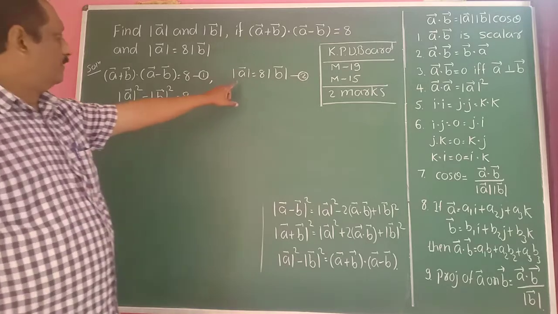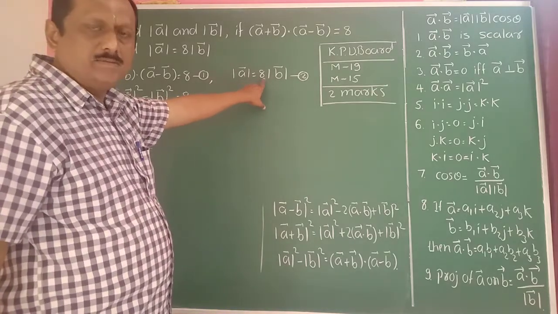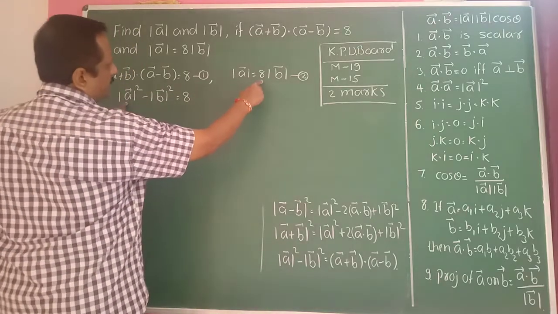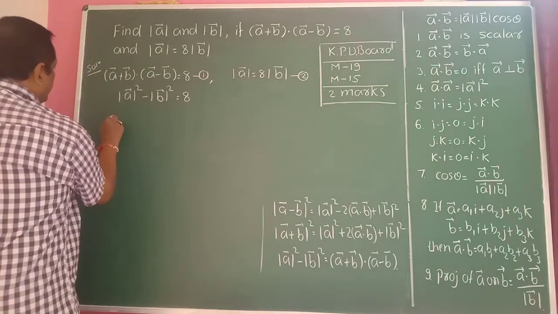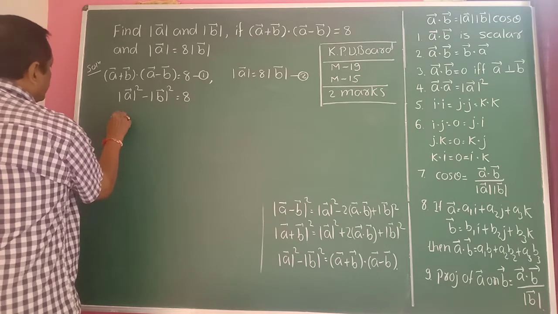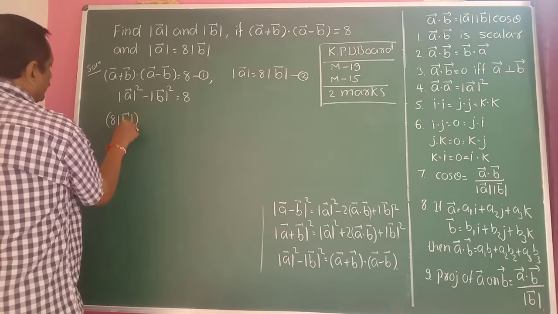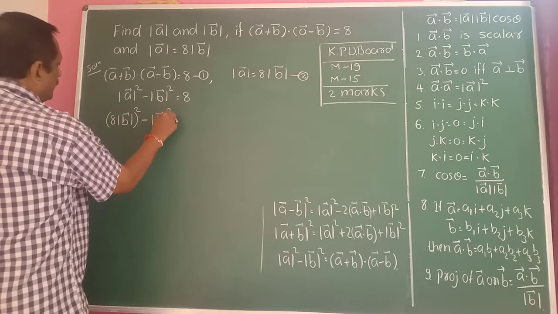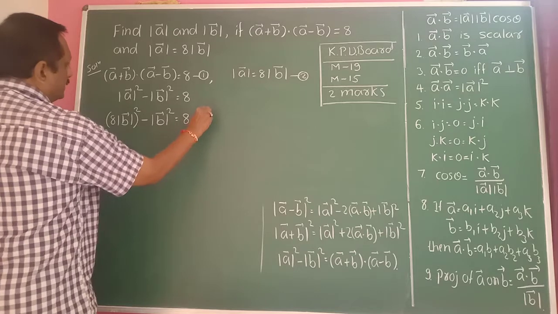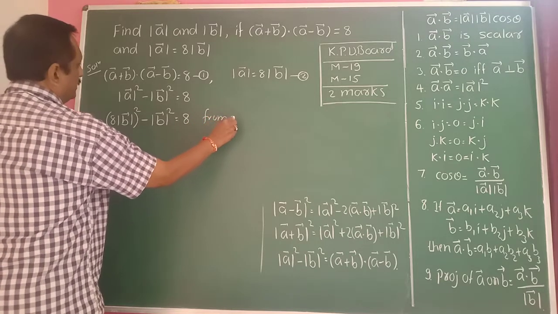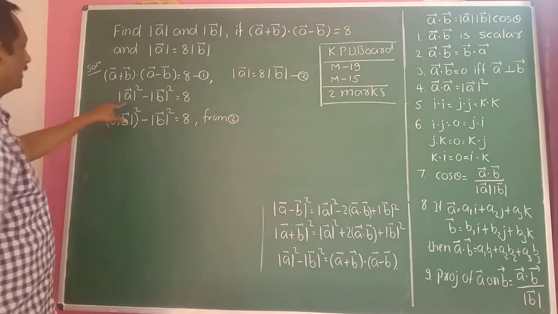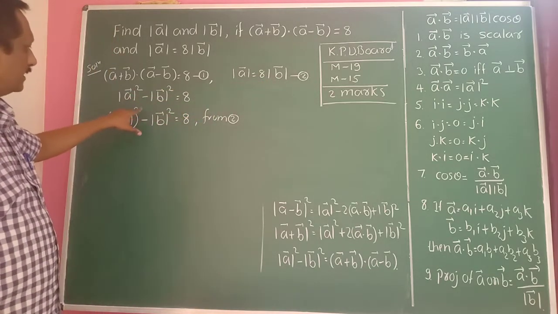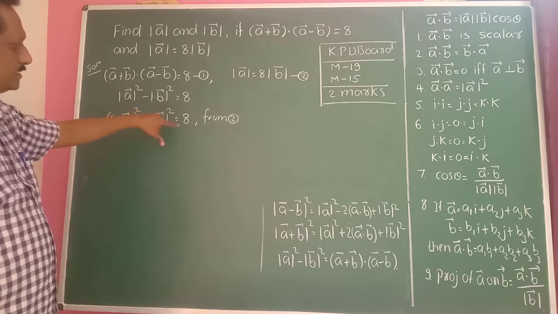And here they have given modulus of A bar is 8 times modulus of B bar. Use this result here. So modulus of A bar is 8 times modulus of B bar; 8 into modulus of B bar, the whole square, minus modulus of B bar square is equal to 8. Okay, using the second result, 8 times modulus of B bar, and it is a square, minus modulus of B bar square is equal to 8.